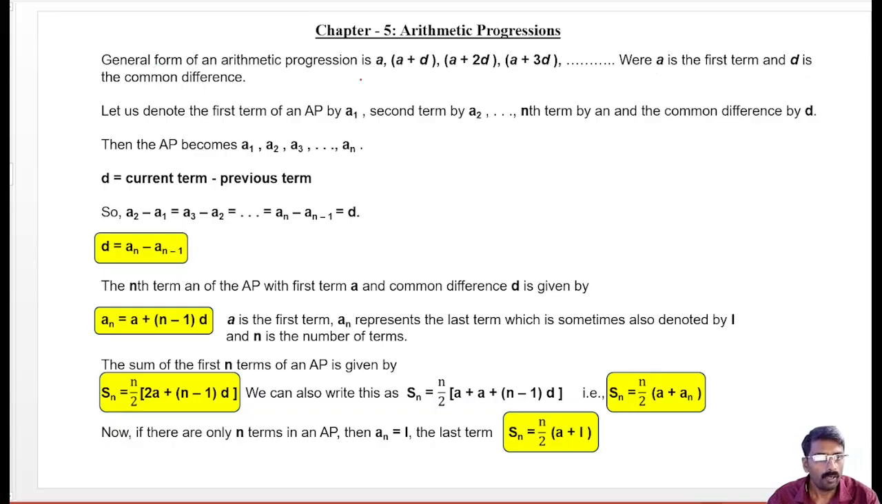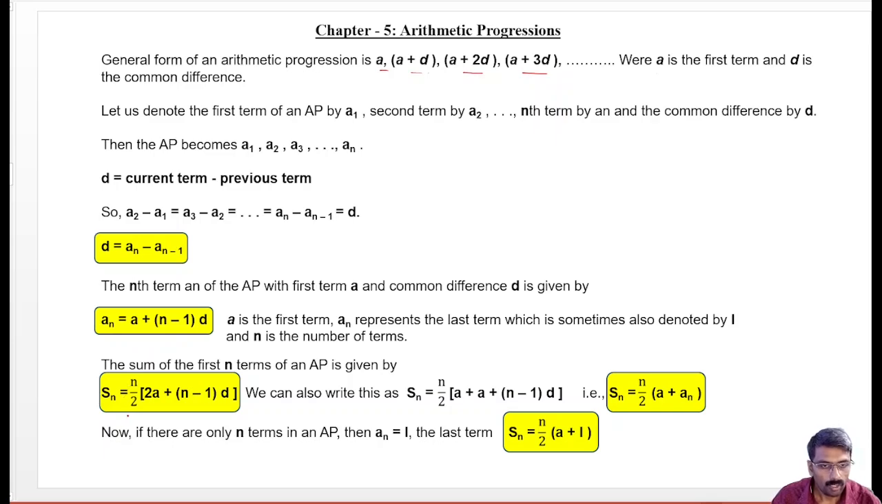The general form of arithmetic progression would be written as a, a plus d, a plus 2d, a plus 3d, and our common difference d is given as an minus 1, which can be written as a2 minus a1, similarly a3 minus a2. This is current term minus previous term, and our nth term of an AP is given by the formula an is equals to a plus n minus 1 into d. This is our nth term of AP.